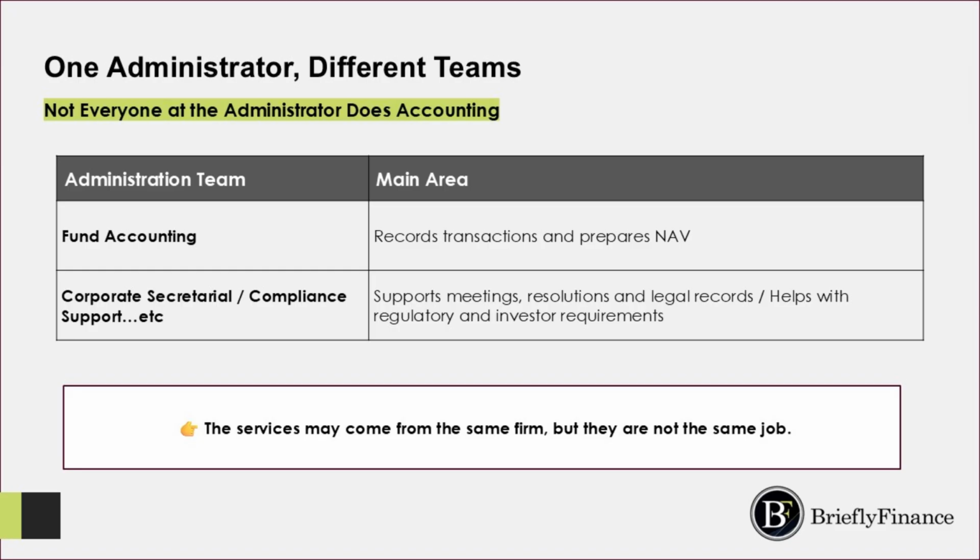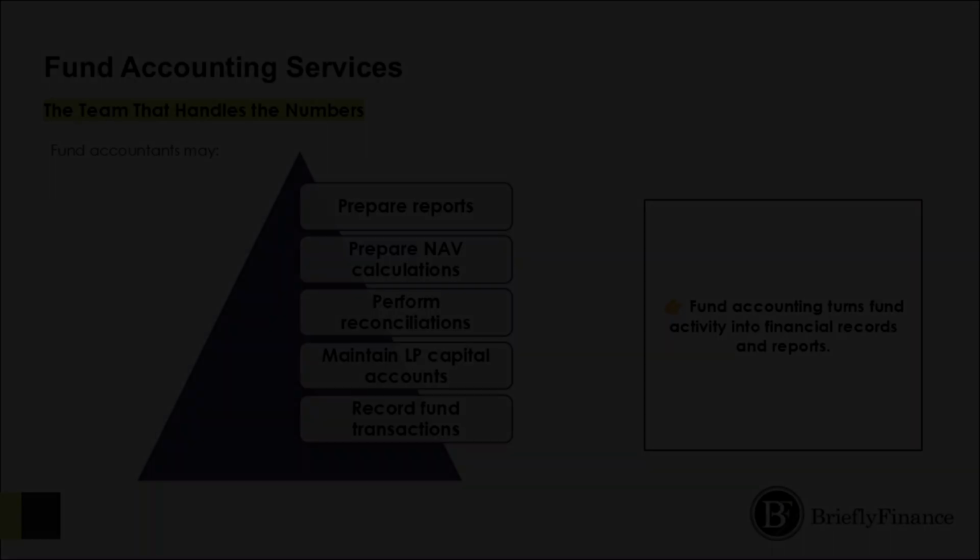Not everyone at the administrator does accounting. A fund administration firm may have different teams. The fund accounting team records transactions and prepares NAV. The corporate secretarial team may support meetings, resolutions, and legal records. Compliance support may help with regulatory and investor requirements. These services may come from the same firm, but they are not the same job.